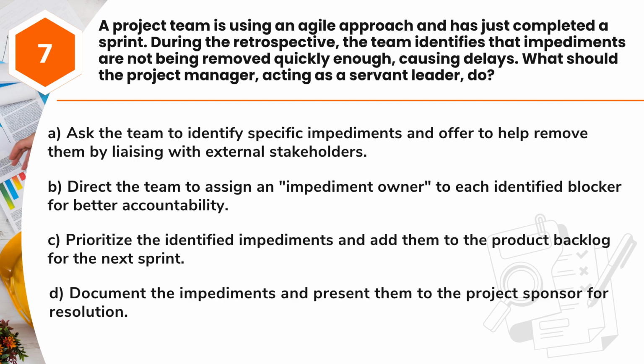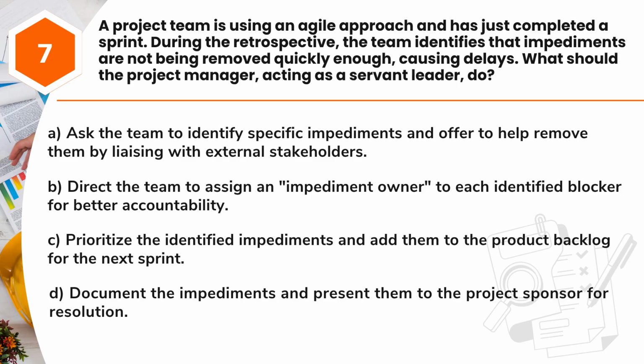Question 7. A project team is using an Agile approach and has just completed a sprint. During the retrospective, the team identifies that impediments are not being removed quickly enough, causing delays. What should the project manager, acting as a servant leader, do?